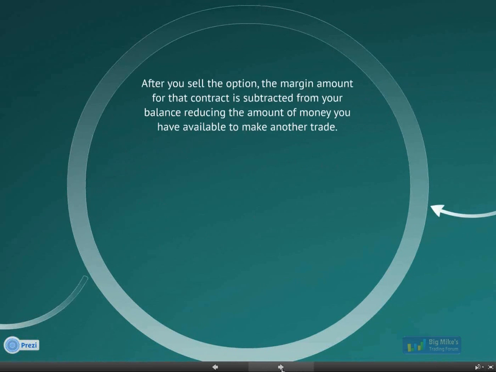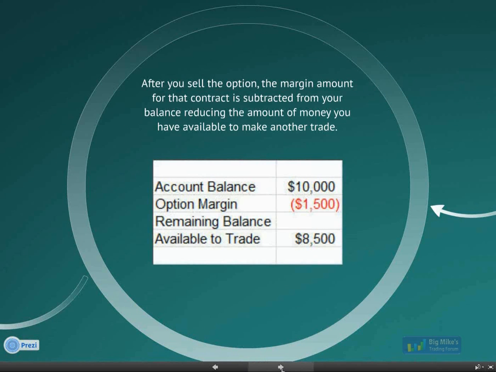After you sell the option, the margin amount for that contract is subtracted from your balance, reducing the amount of money you have available to make another trade. In this example, the person had $10,000 in his account. The margin required for the position he had on was $1,500, so that left him with $8,500 available to sell more options. It's subtracted right from your balance.